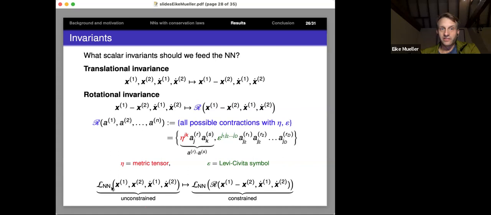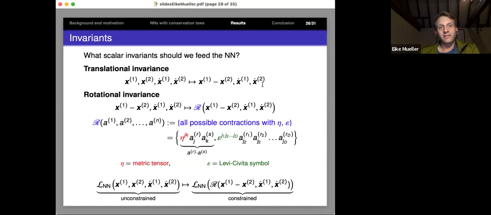So for translation invariance, this is relatively straightforward. We know that everything can only depend on the relative distance. So all we have to do is replace x1 and x2 by their difference. If we do that, then any shifts will not change these quantities, because any shift in x1 is compensated by the corresponding shift in x2, and shifts don't have any impact on velocities.